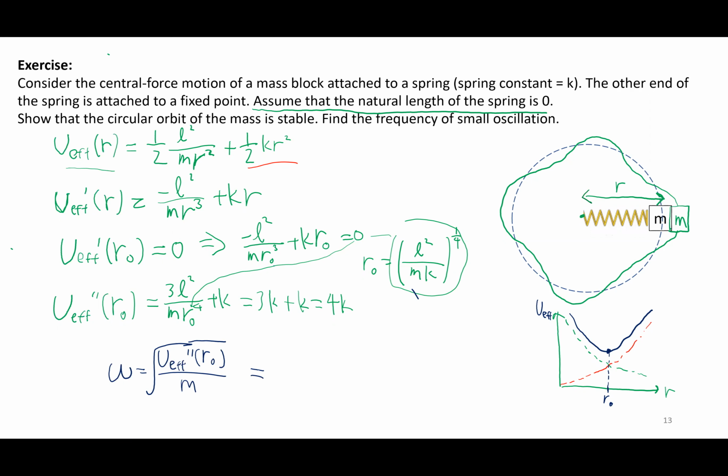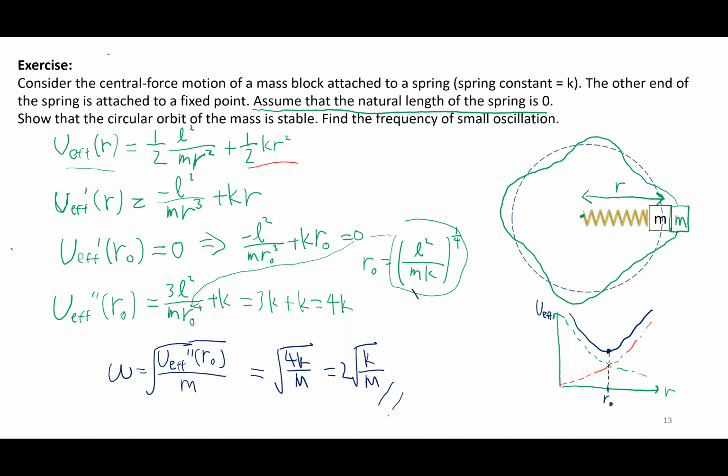And this is square root of 4k divided by m. So 2 times square root of k divided by m. So that's the answer. So you might find it a bit interesting, right?